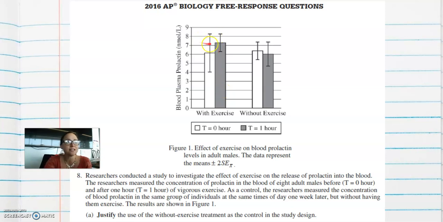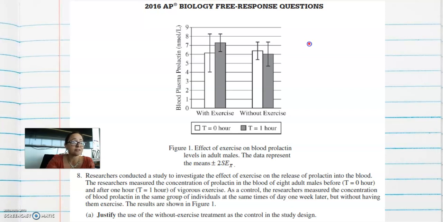What you can see here is that even though after exercise the mean, or the average, is higher, the standard error bars overlap. So you would say that there is no significant difference in prolactin release with exercise. Also, there's no significant difference in prolactin release without exercise, because these error bars overlap.